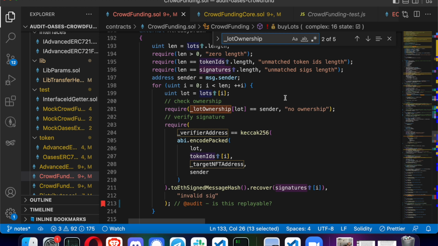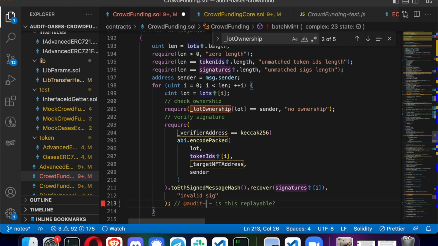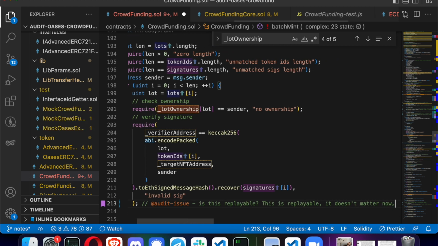So the last thing I looked at was this signature replayability that I mentioned in the previous video. And in fact, the signatures are replayable. The only reason that it's safe, though, is that they're calling batch mint. So they're using these signatures to ensure that the appropriate owner can mint the NFTs. And a mint can't happen twice. So even if they were able to replay this signature, the mint would get rejected on the second case.